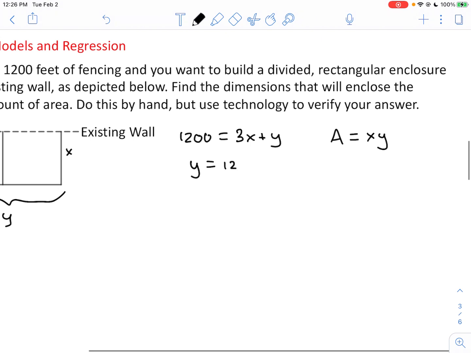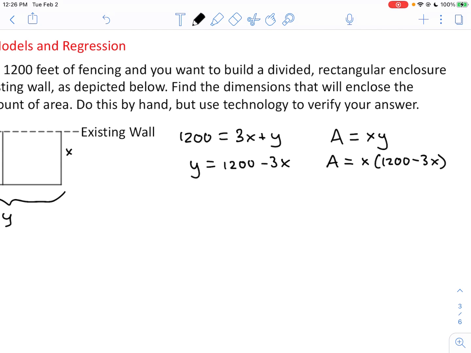So y is equal to 1,200 minus 3x. And then I'm going to substitute this into the area expression. What this does is it allows me to express area as a function of x. If you were to distribute the x, I'm going to put the x squared term first, so you have negative 3x squared plus 1,200x.